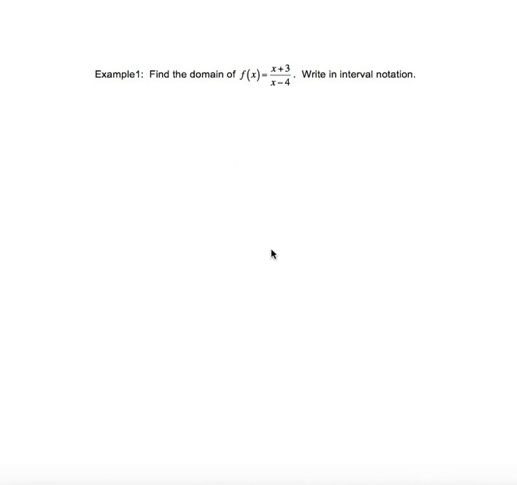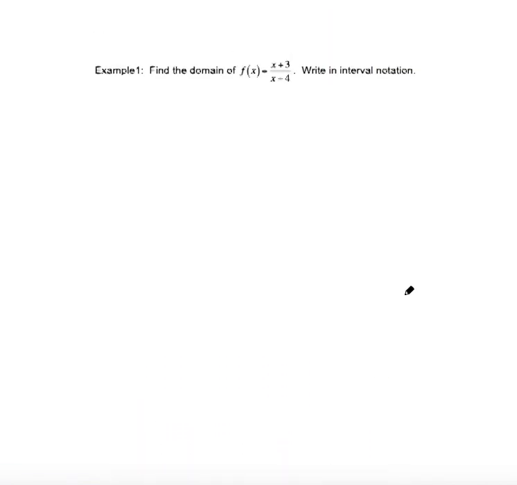Example 1, find the domain of f of x equals x plus 3 divided by x minus 4, and we're going to write our answer in interval notation. So we know that for domain we have to look at two rules. The first rule is the denominator cannot equal 0. The second is that the radicand has to be greater than or equal to 0, and you have those on your notes page from the beginning. So now let's look at this. The first question is, do we have a denominator with x in it? Yes.